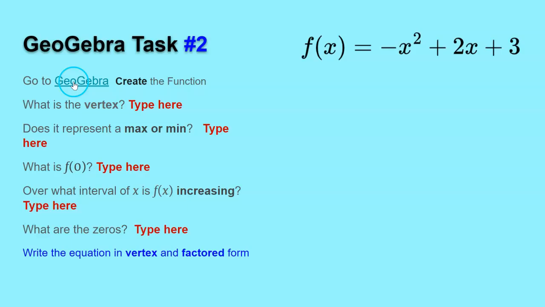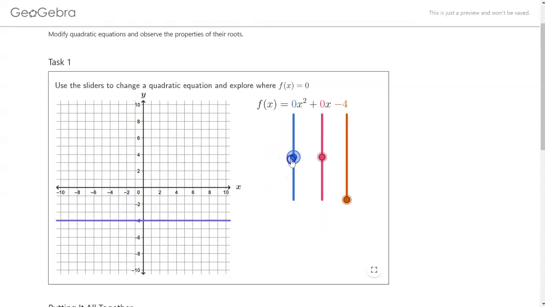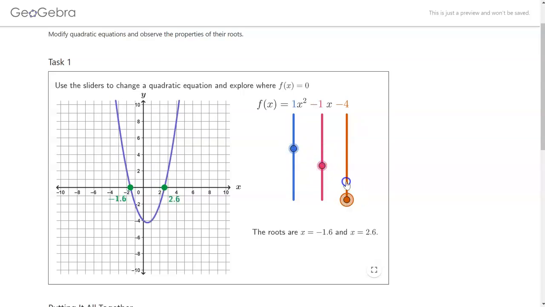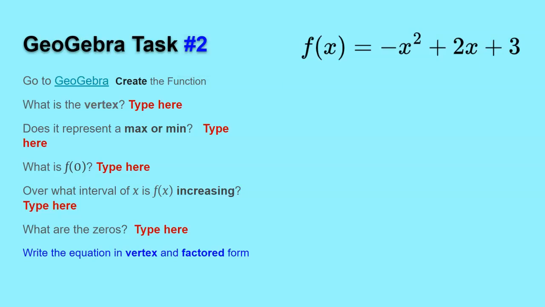So for GeoGebra Task 2, we're going to go to a different link, and we're going to create this function. And so notice all we have to do is move the sliders to fit the function that was on the slide. So they'll just move these. I'm just creating a random function. This is not the same one. But anyway, once they've created their function by sliding the A, B, and C, they'll take a picture of that and they will insert it here.